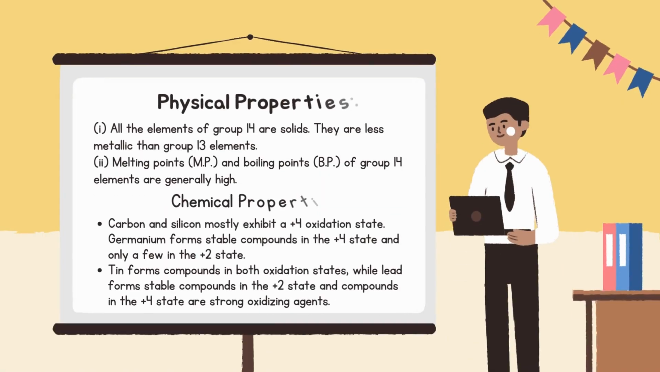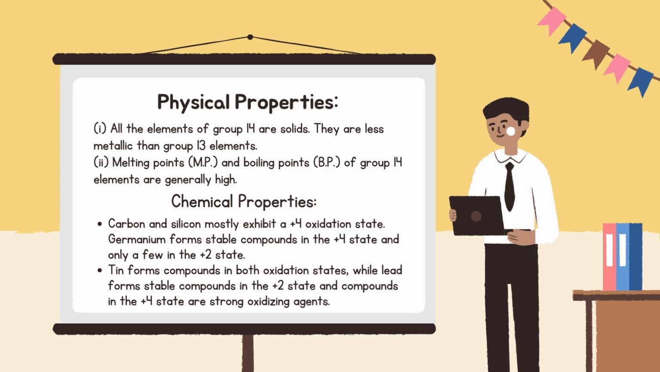Physical properties. 1. All the elements of group 14 are solids. They are less metallic than group 13 elements. 2. Melting points, MP, and boiling points, BP, of group 14 elements are generally high.